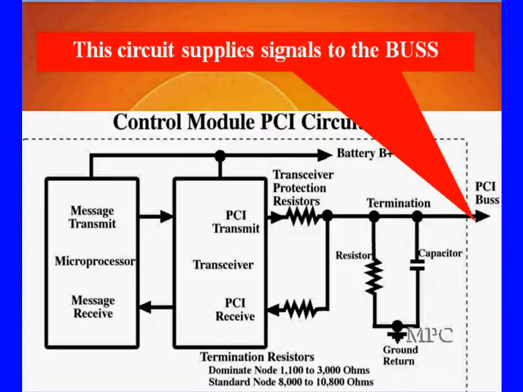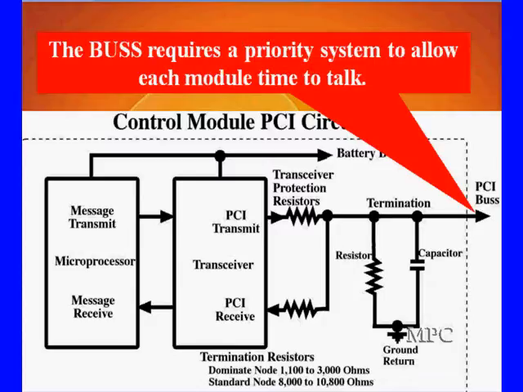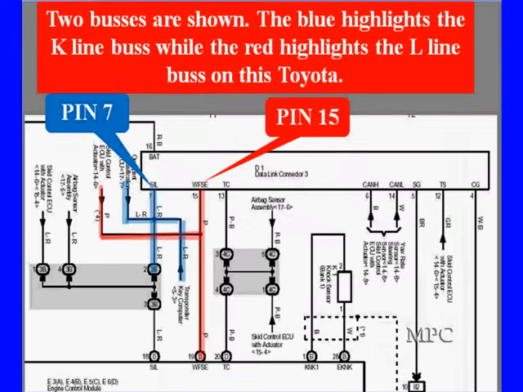It's called a receive-transmit. Now, the purpose of the bus, as we call it, is to allow multiple modules to communicate with each other over a single set of wires or a single wire. That's important. We've reduced the wire count, and we're going to show you examples of that further along. For these to talk without bumping into each other, it's going to require a priority system to allow each module to have time to talk.